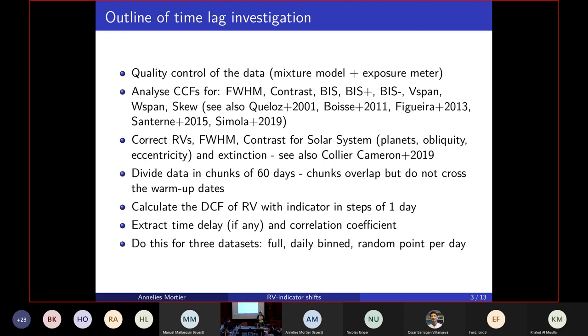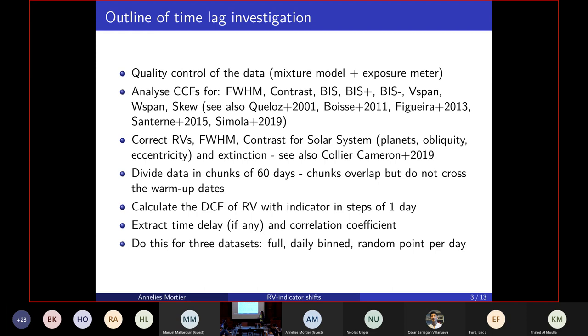In our 6 years, I then analyze the CCFs for full width at half max, the contrast, so far everybody probably knows what those are, bisector inverse slope, and then the Vis plus, Vis minus, V span, W span, and the skew. These are the references where you can find what all these things mean. In principle, they're all measures of how asymmetric your line is. And every line in every CCF is inherently asymmetric because of convective blue shift. Remember that when you fit it with a Gaussian.